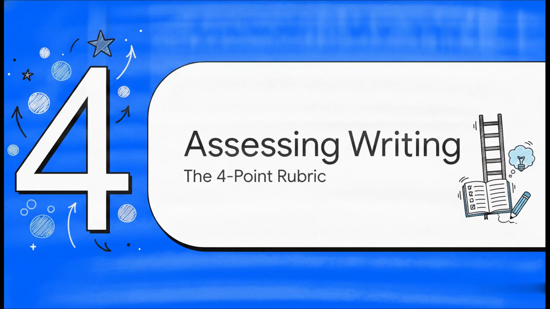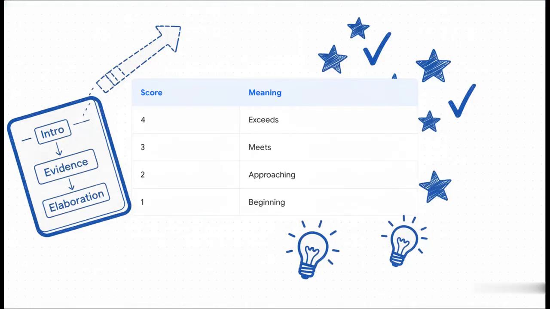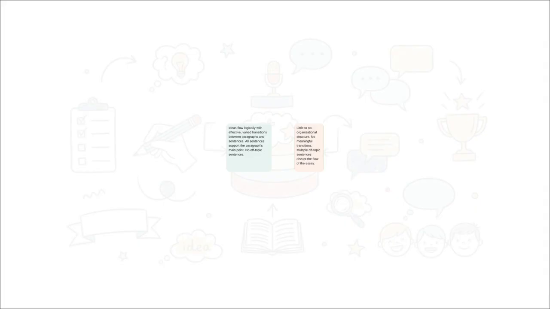Finally, Section 4, Assessing Student Writing Using the 4-Point Rubric. Let's look at how we actually evaluate all this structured writing. The rubric scores students on a really clear, objective scale of 1 to 4 across key categories like introduction, evidence and citation, and elaboration. By showing this rubric to students beforehand, maybe even turning it into an anchor chart, they have a very clear target to aim for during their independent writing time. Visually anchoring the grading process makes a world of difference.